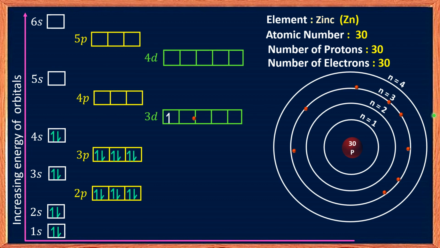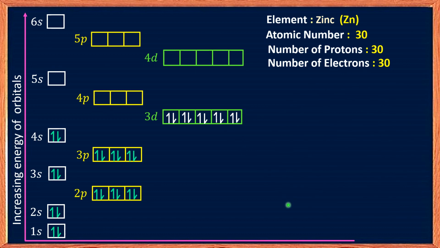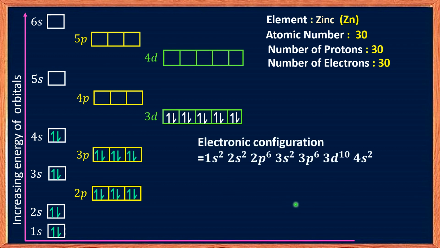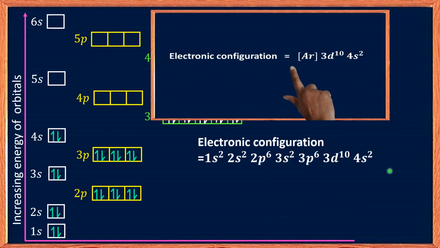21, 22, 23, 24, 25, 26, 27, 28th electron, 29th electron, and the differentiating electron in zinc is the 30th electron that pairs up with this electron here. So totally 30 electrons have been filled. So the electronic configuration of zinc is 1s2, 2s2, 2p6, 3s2, 3p6, 3d10, 4s2, or argon 3d10 4s2.